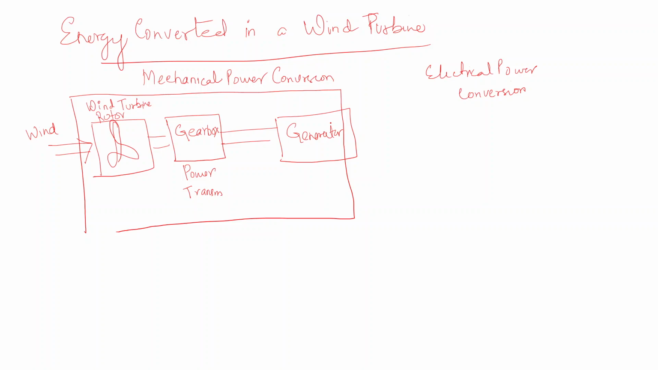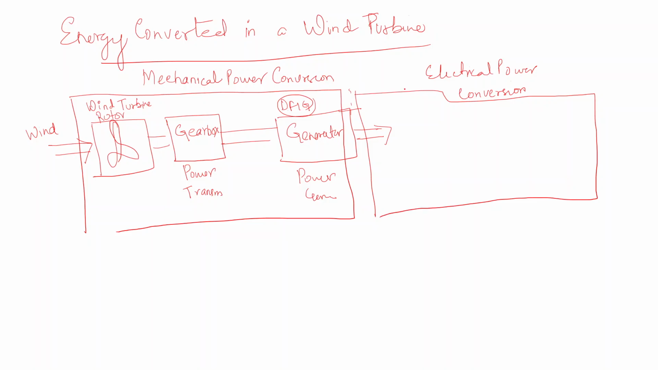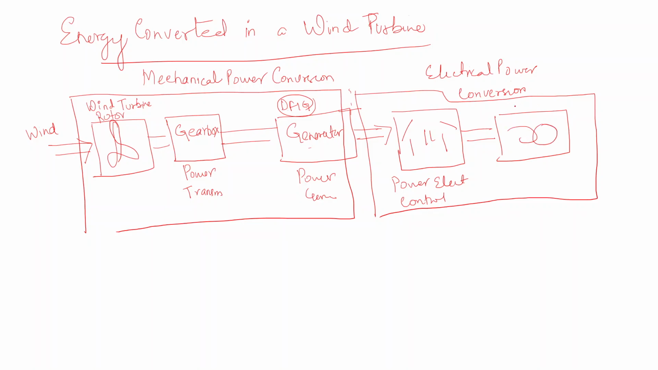And in the wind turbine case, generally DFIG are used. Here the power conversion takes place, from mechanical to electrical. Now, after the generator, the power is converted to electrical. Then there comes the power electronics circuitry and control. There are various switches over here, and after that it is fed into the transformer, and after that it goes to the transmission and distribution.